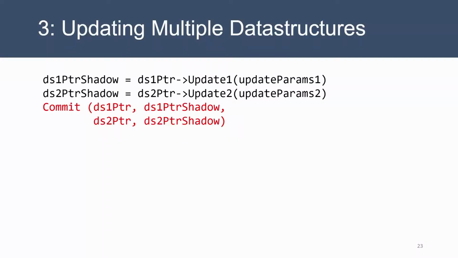And then similarly, we have another API for the same kind of stuff where you want to update multiple data structures atomically with respect to each other and with respect to failure. But this time the commit step, although it looks the same to the programmer, is implemented in a slightly more complicated fashion, because we have to swing multiple pointers now to point to the new versions of the data structure.